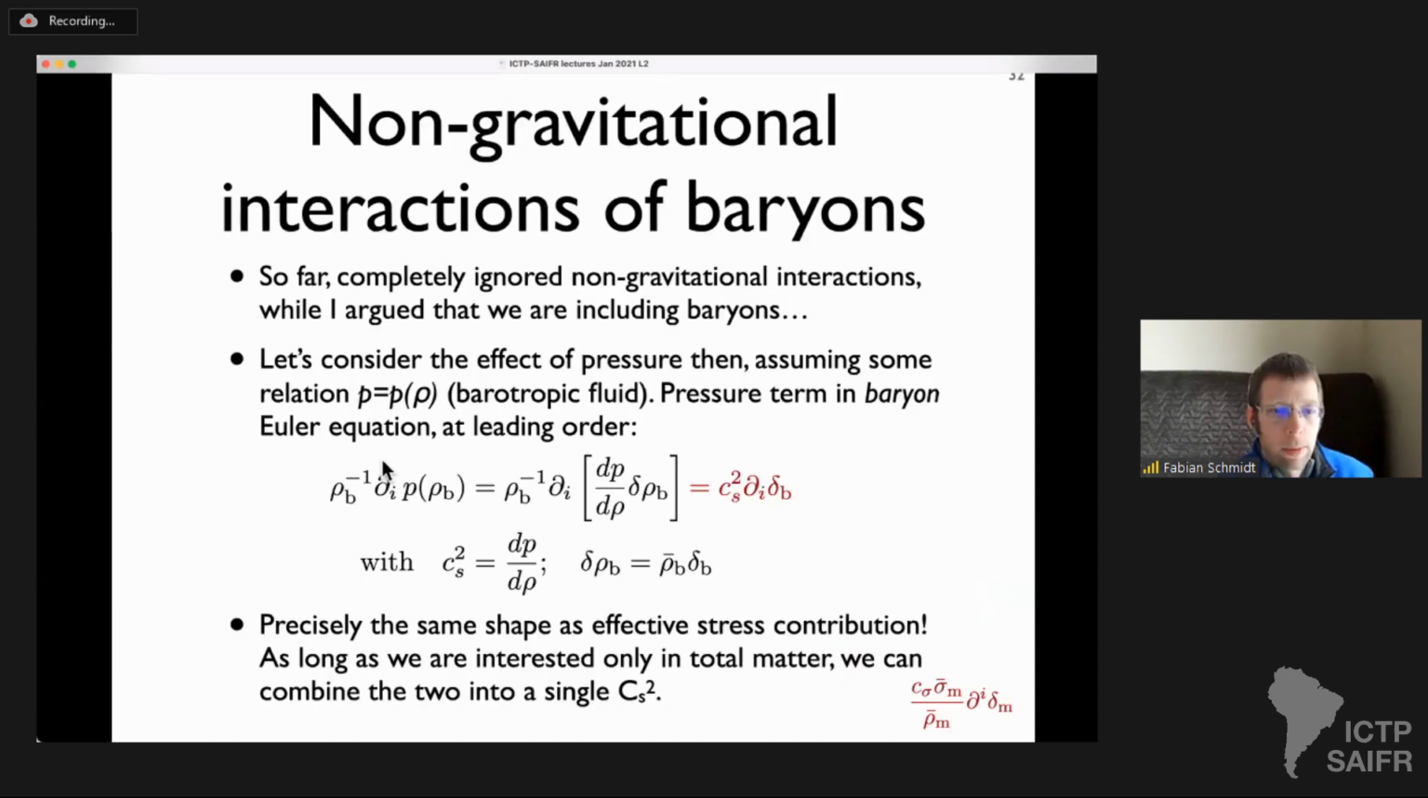Right. And we also saw that in the same way, we can take into account the leading effect of non-gravitational forces of baryons, of pressure forces. So that was neat. So we had a single free coefficient that captures both of these effects.